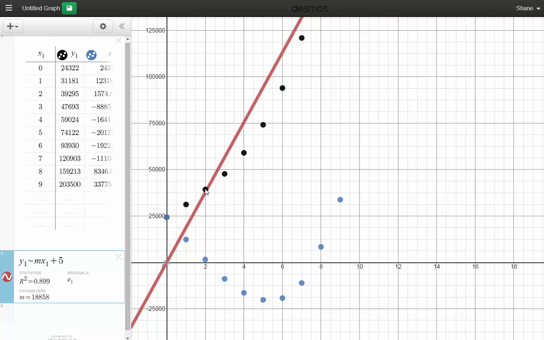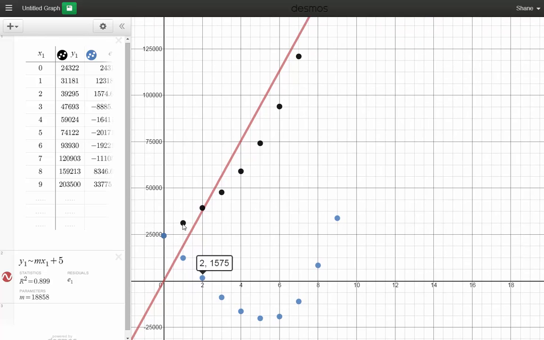Notice right here, the point is practically on the line. So there's very little difference between the actual value and the predicted value. And so that's why our residual down here is close to 0. Ideally, if our line went through all of the points, then all of these blue residual points would be right on the x-axis, indicating that the line goes right through the data.